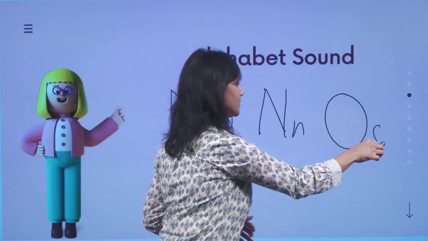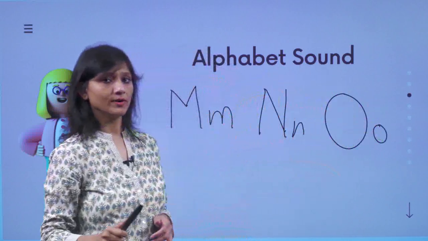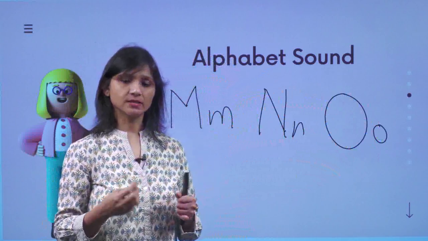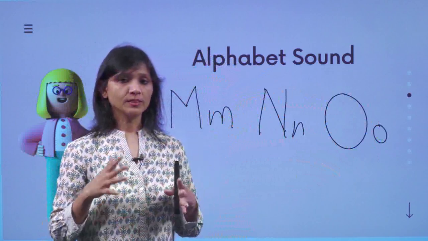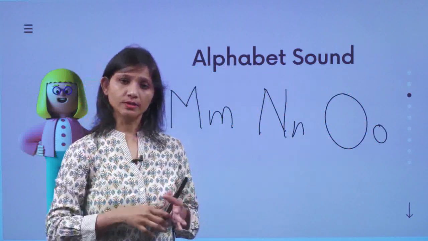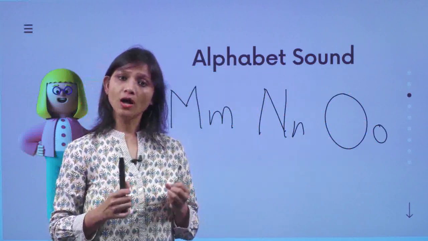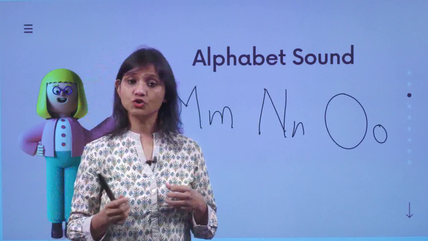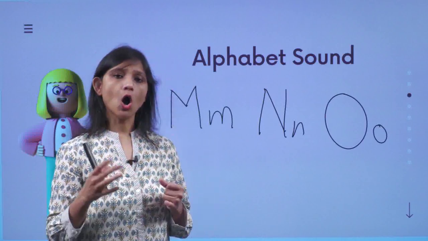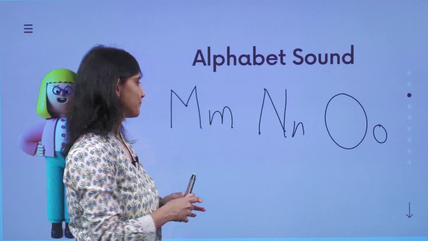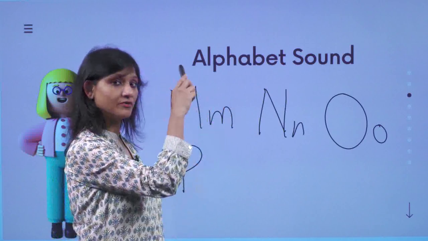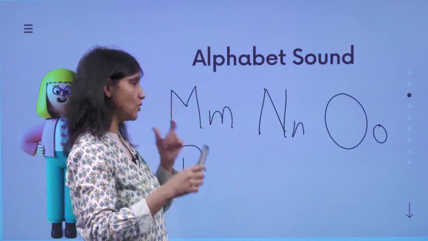Then we have O. The letter sound is O. The sound that gets produced when we utter a word is ah, ah, orange, ah, ah, ox. O, by the way, is a vowel, and in the previous section we already saw A, E, I.